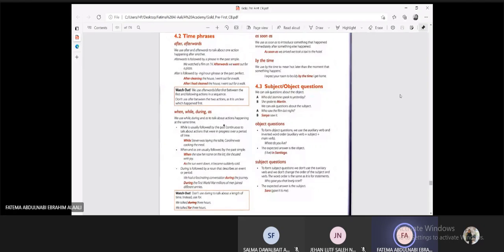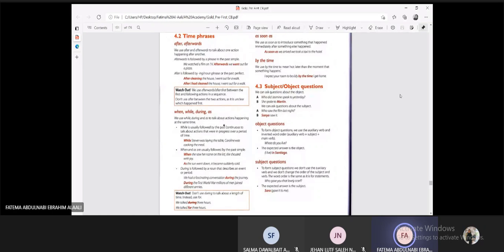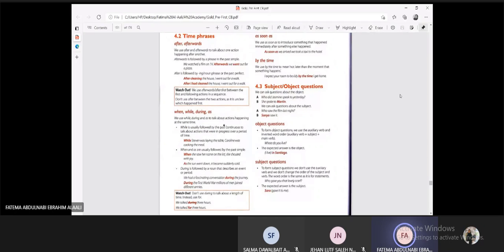And we have as soon as, which we use for something that happened immediately after another, and by the time, before I come back. So these are the different types, and each one has a different use. What do we use it for, and where do we use it?